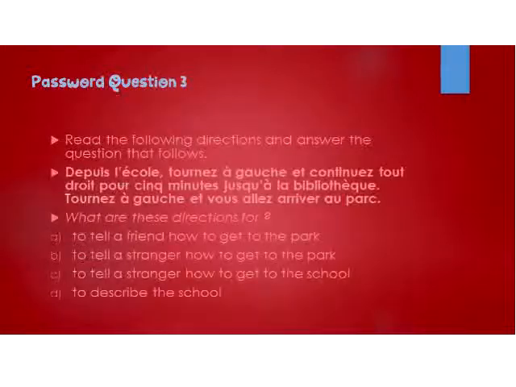All right. And question number 3, what are these directions for? Just looking through it, what do you think?